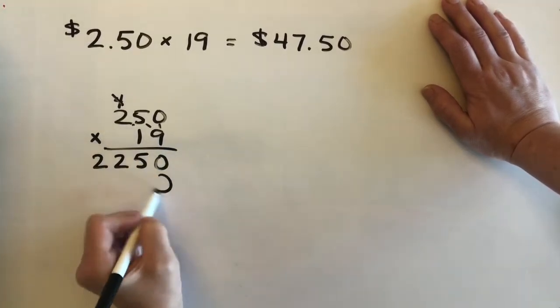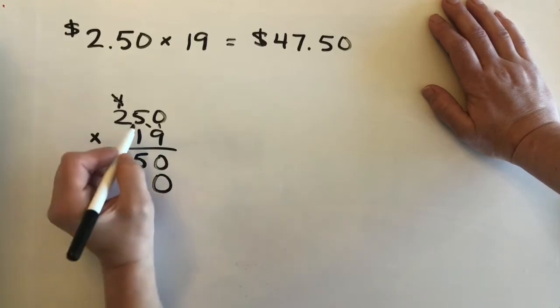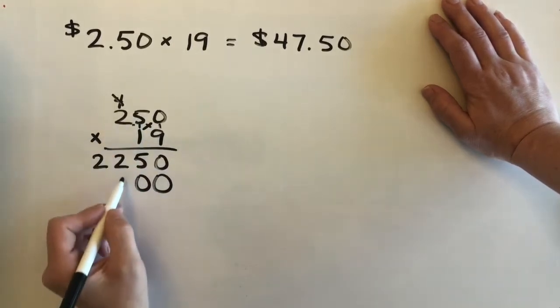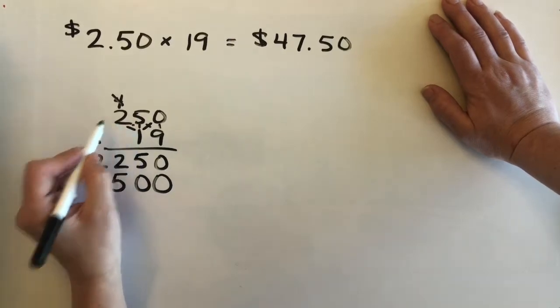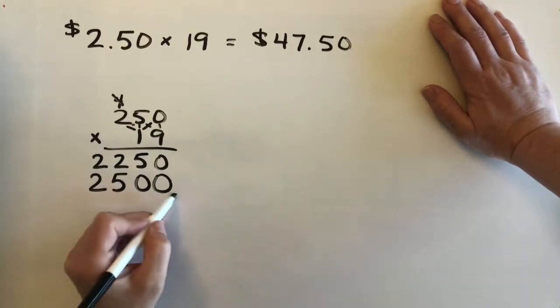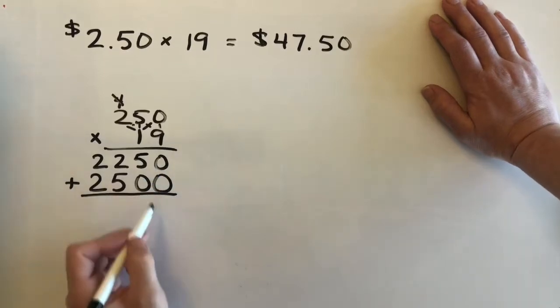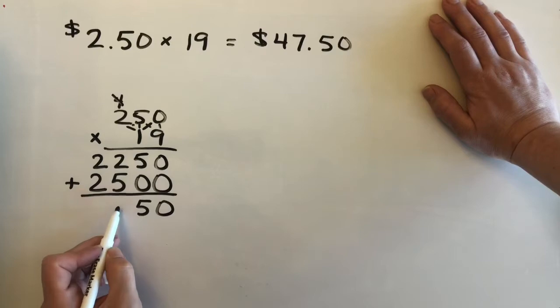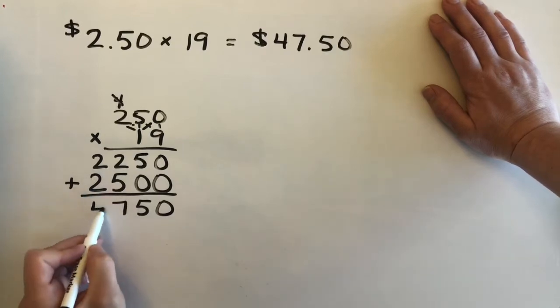Then I need to add the 0 for my place value because now I'm in the tens. So 1 times 0 is 0. 1 times 5 is 5. And 1 times 2 is 2. Of course, then we add them up. So we have 0, 5 plus 0 is 5, 2 plus 5 is 7, and 2 plus 2 is 4.